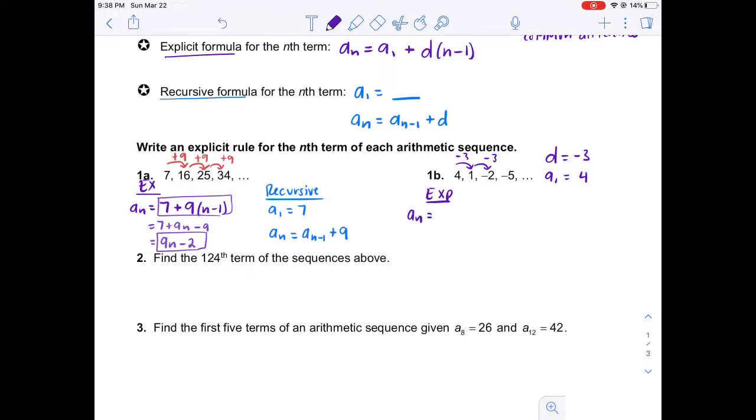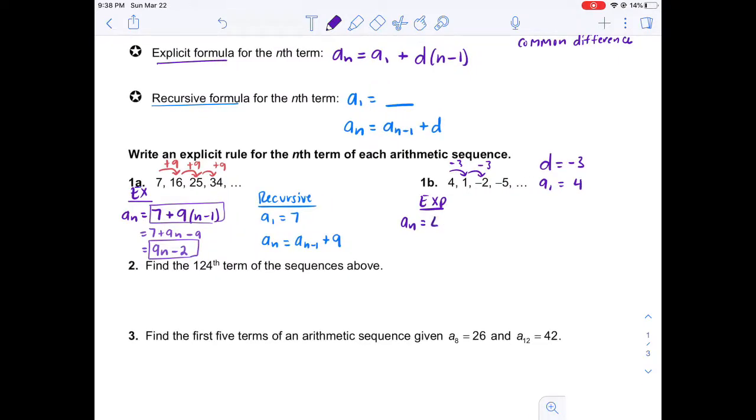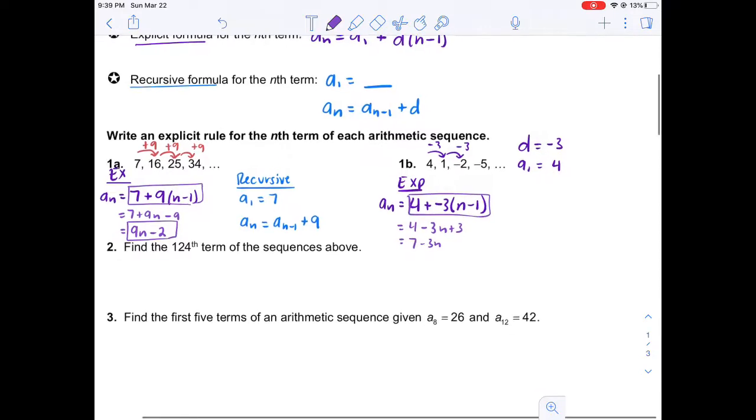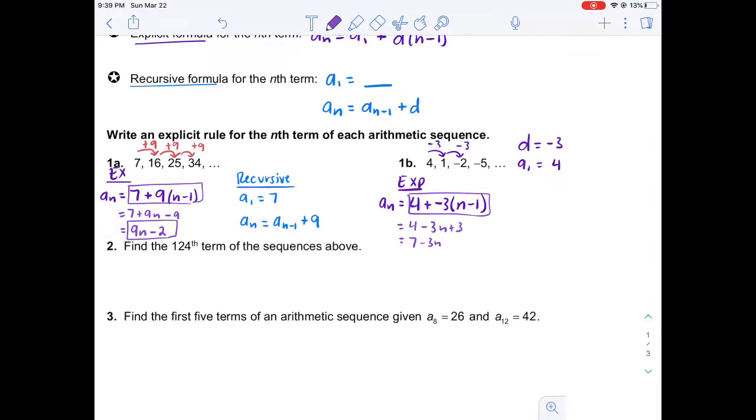We're always going to fill that in with a number. So we know that that's 4 plus, and then our common difference of -3, and then times n minus 1. Think of n like our x. We want to leave n in the formula every time. And then just like we did before, if we want to, we can distribute this, which would make it 4 minus 3n plus 3. So that would make this 7 minus 3n.